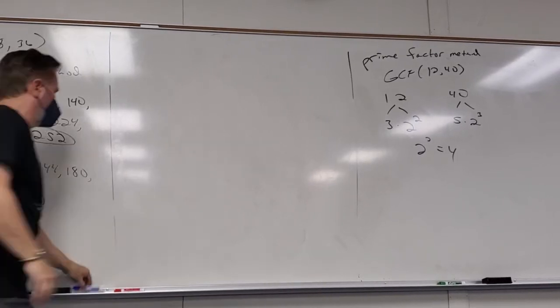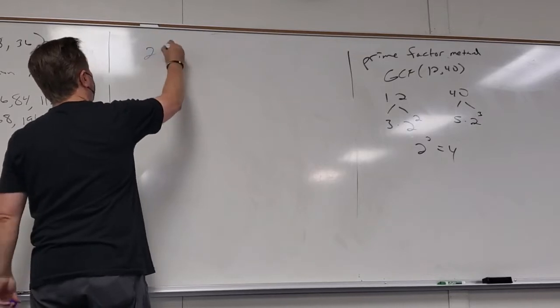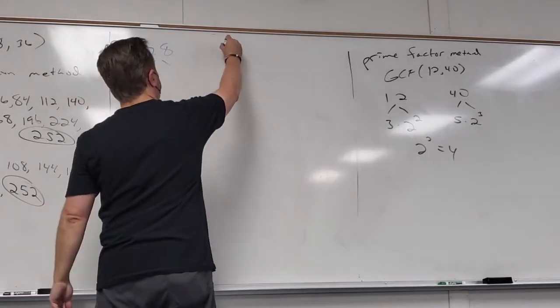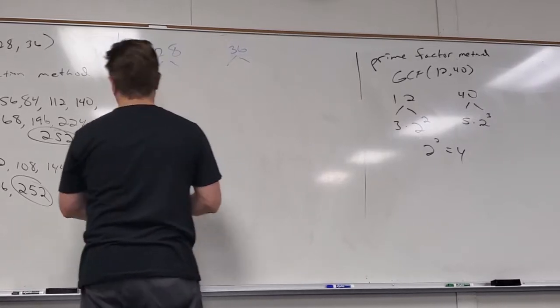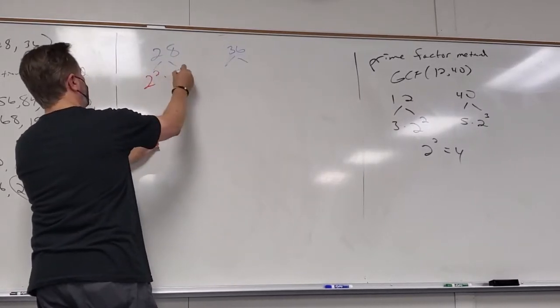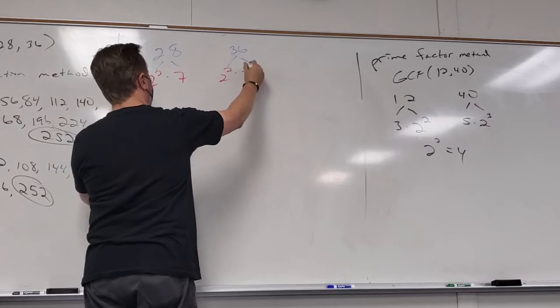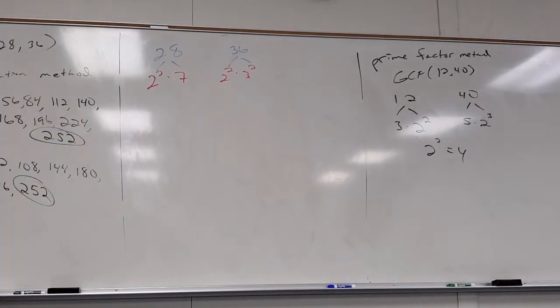So let's prime factor these for like the eighth time today. 28 will be 2 squared times 7, and 36 will be 2 squared times 3 squared. We've mapped the genome of those two numbers.